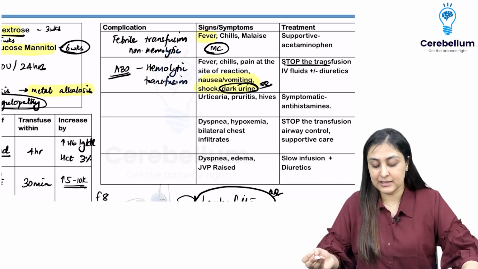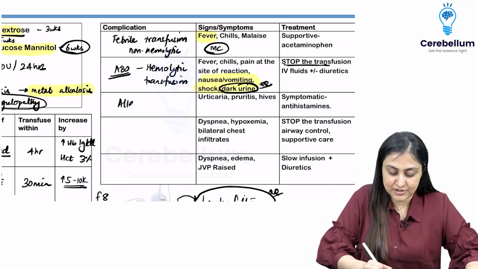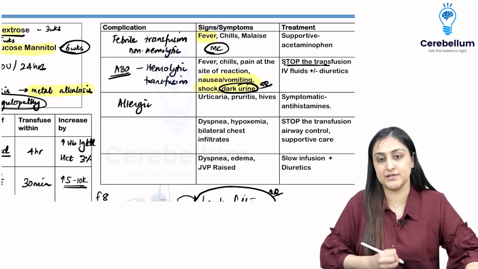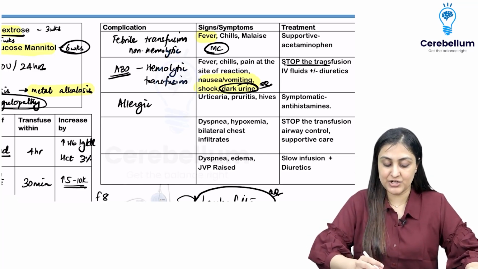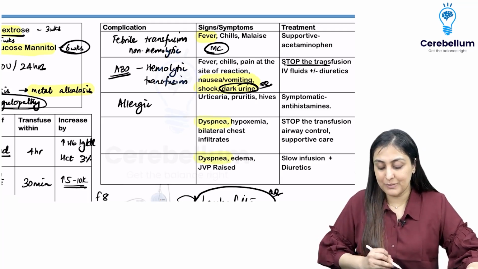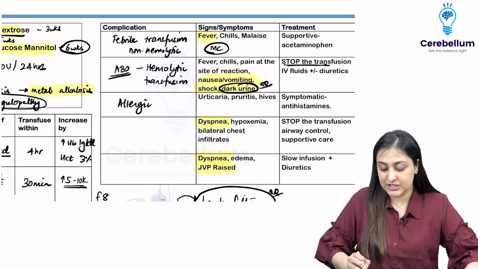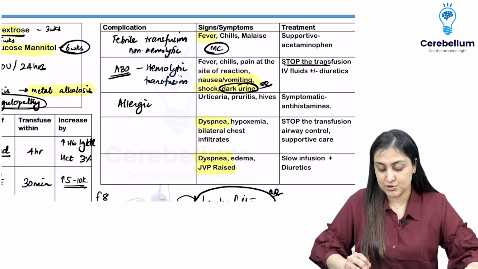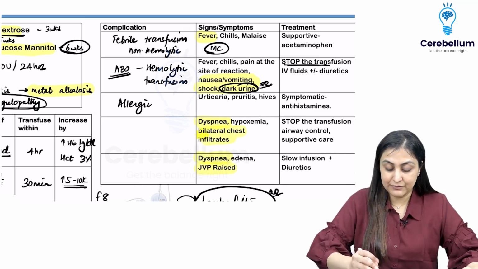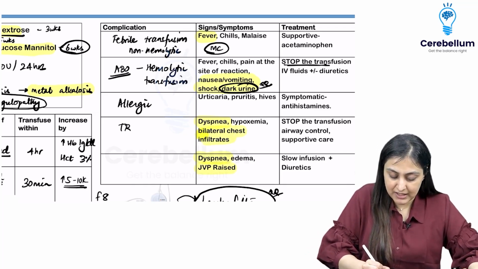If you have urticaria, pruritus, hives, it's likely an allergic reaction. It is usually non-serious. Then two most important questions when you have dyspnea. The moment you have dyspnea, please don't mark acute lung injury. Look at JVP, whether JVP is raised or not. If it is not raised, you have infiltrates. This is what is TRALI.